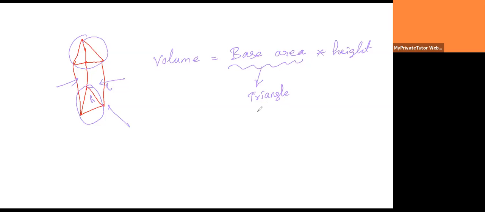If it is a triangle, you know the area of a triangle very well, right? Half into base into height. This height is the height of the triangle, and that height is the height of the prism.